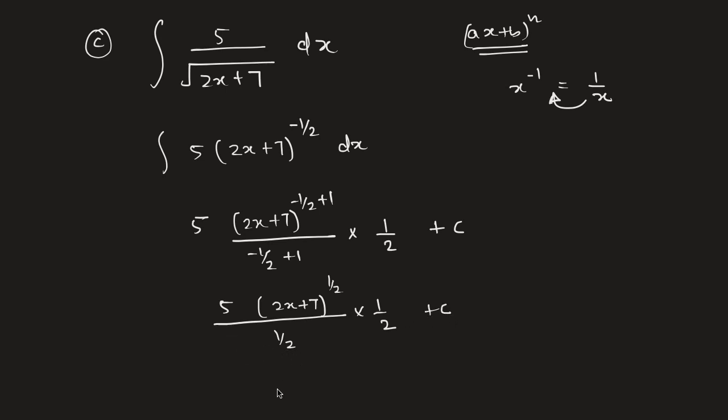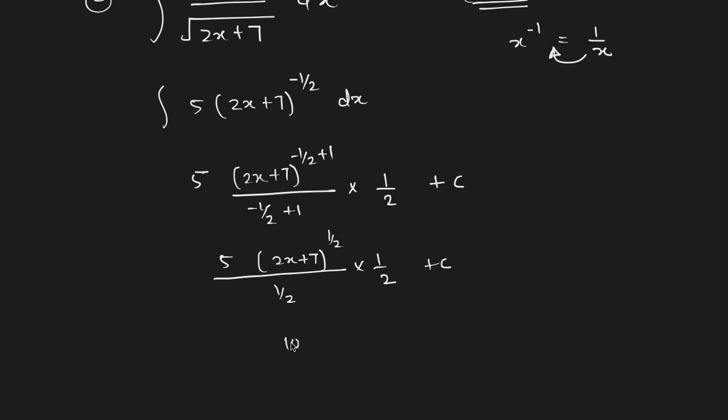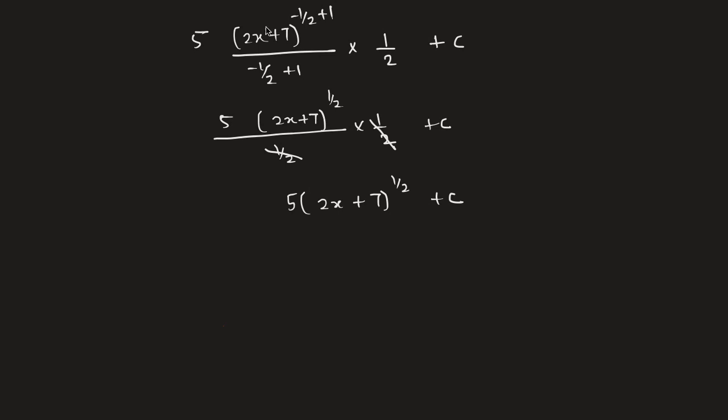Now this can be written as 10, or we can cancel out this half and half. So I can write this as 5 (2x plus 7) to the power half plus c. We can also cross check our working, though this is not required in the exam, just for our understanding we are doing this part.